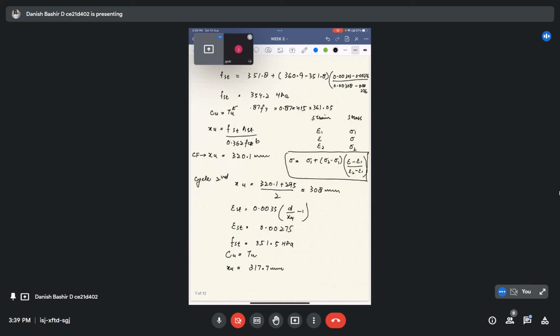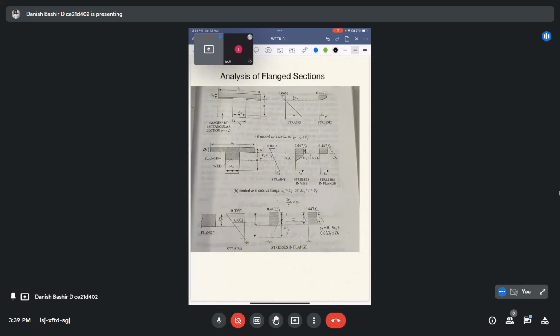So coming to our next problem. Next problem, we will see the analysis of the flanged section. In week 3, you would have also gone through this analysis of the flanged sections. Now, analysis of the flanged sections is same as the analysis of the rectangular sections, but here we have some additional components like the flange here. Its web section is same as the rectangular section, but we have the flange section additional to it.